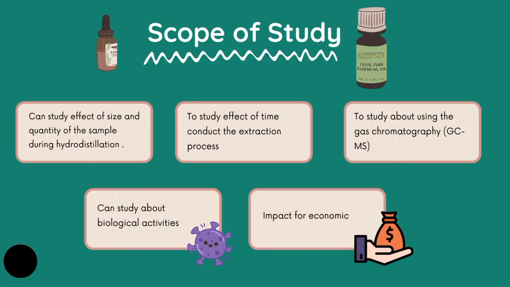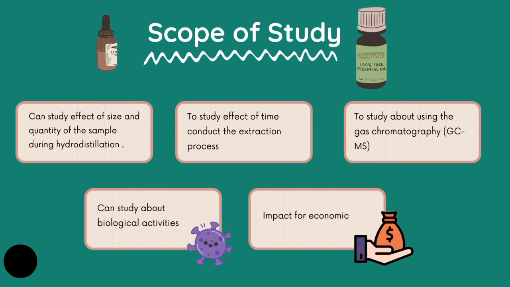There are several scopes that have been identified to study. First of all, the size and quantity of the sample might give better yield of essential oil of Annona squamosa. In addition, to study the effect of time on the extraction process. The focus is to observe the optimum time needed to obtain essential oil of Annona squamosa using the hydrodistillation technique. Next, to study gas chromatography mass spectroscopy, GCMS, to analyze the components in essential oil. Lastly, to know the biological activities of essential oil of Annona squamosa.